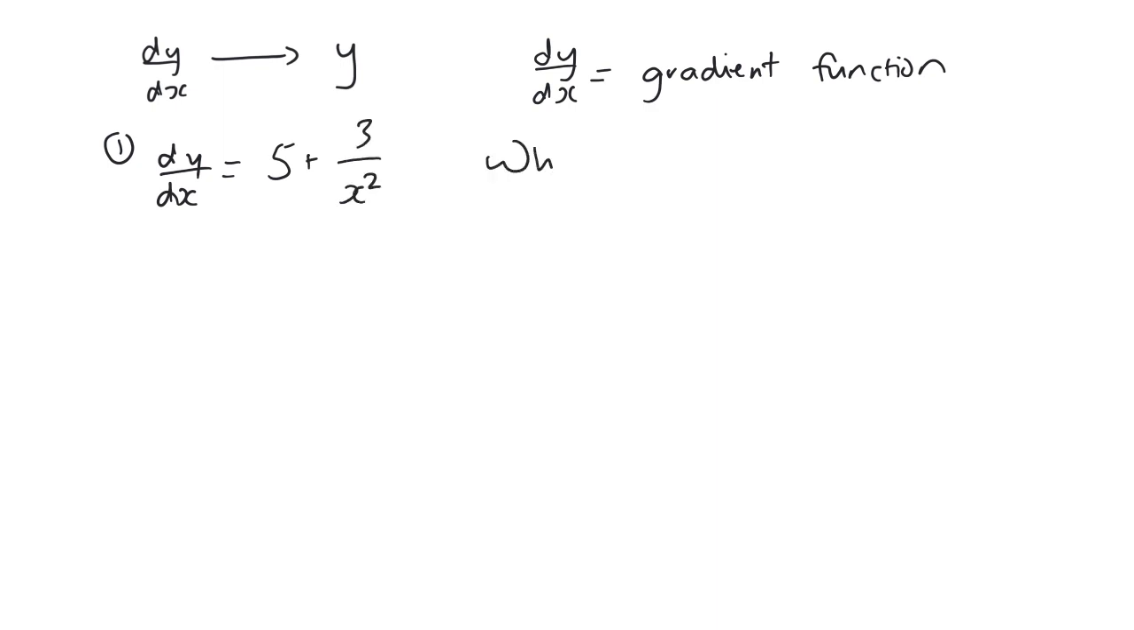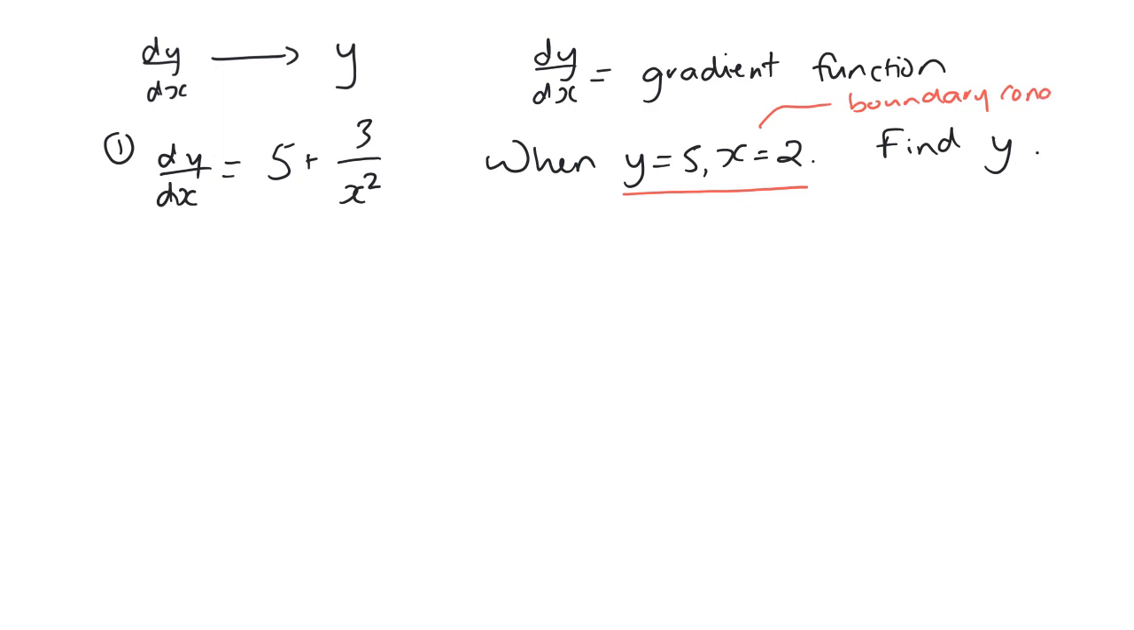And we're told that when y equals 5, x equals 2, and we'll have to find an expression for y. This bit here sometimes is referred to as the boundary conditions. Okay, so this is where you're given just 1 point on the curve, and it's to help us to find c. So to get y, we integrate dy by dx.